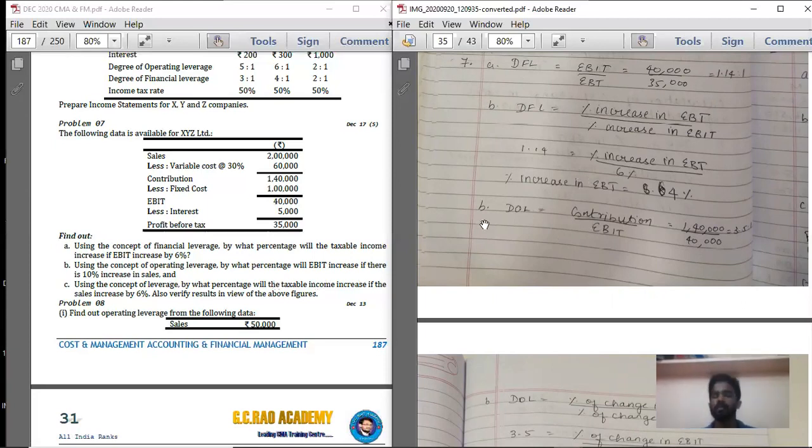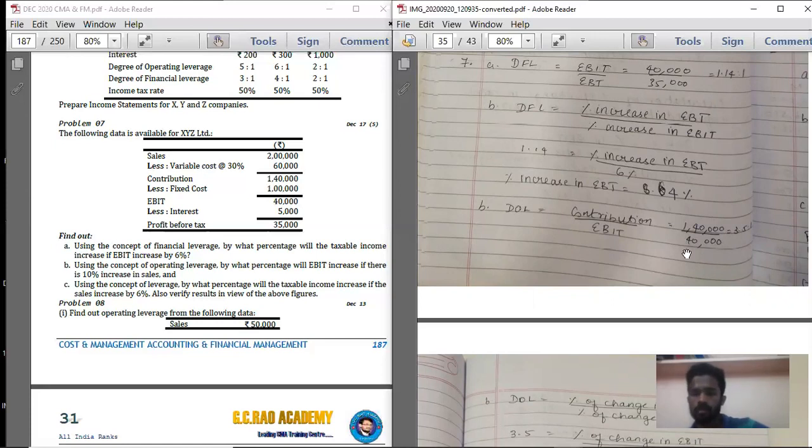Below that, point number B, small b. DOL is equal to contribution divided by EBIT. What is the formula for DOL? Contribution divided by EBIT. And for financial leverage, EBIT divided by EBT. So now substituting, DOL is equal to 1,40,000 divided by 40,000, so 3.5:1.